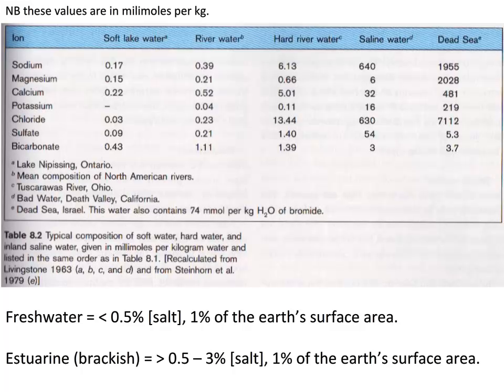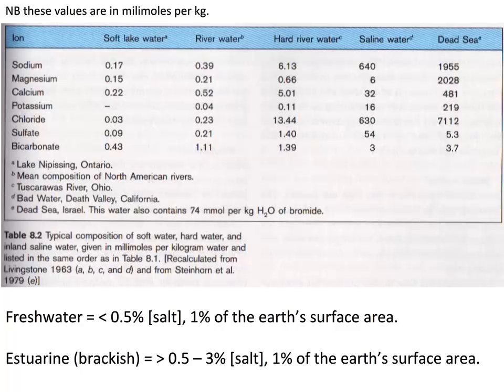So here we've got a table of the main salts that are found in soft lake water, river water, hard river water, saline water or seawater is what it means, and the Dead Sea. And we've already said that seawater is responsible for 69% of the Earth's surface. Fresh water is about 1% of the Earth's surface, and estuarine is about another 1%. Okay, so estuarine we define as somewhere between 0.5 to 3% salt concentration, or 5 PSU to 30 PSU, and fresh water has to be less than 5 PSU.